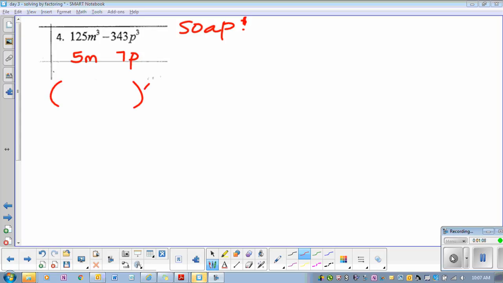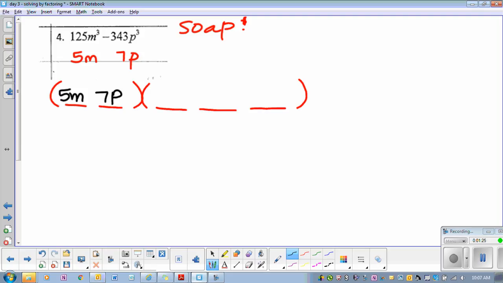I'm going to set up my soap way, which is 1, 2, and 1, 2, 3. Tom, you writing this down? This is kind of like number 2. This is the soap way, except it doesn't have a GCF. Okay? So 5m and 7p, they go there. As long as you found the small parentheses, your binomial, you can use that to find your trinomial.